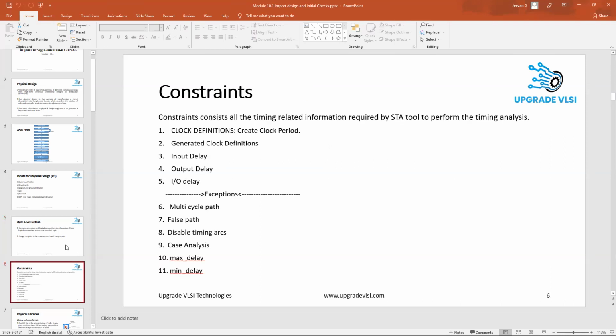Now constraints. We already had a conversation about these. Clock definitions means create clock, create generated clock, and the input delay, output delay, the IO delay. Exceptions are multi-cycle path, false path, disable timing arcs, and case analysis. What is the max delay, what is the min delay? All these are exceptions. These are the things you're going to see in the constraints. What is the constraint file format, Pandey?